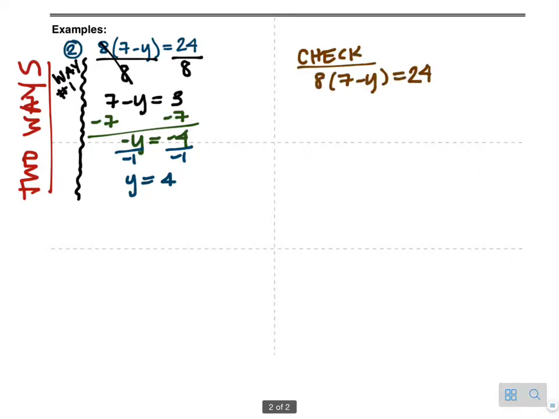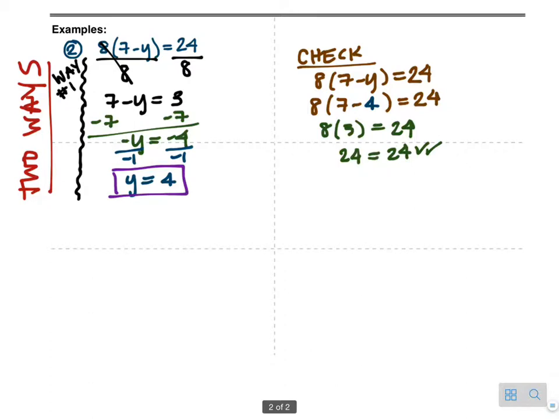So we're going to rewrite our original equation. That requires us to say 8 times the quantity of 7 minus y equal to 24. And I'm going to plug in where I see the y, I'm going to plug in a positive 4. This gives me 8 times 3, because 7 minus 4 is 3. And 8 times 3, in fact, is 24. So I can do a check on that and box in my answer.